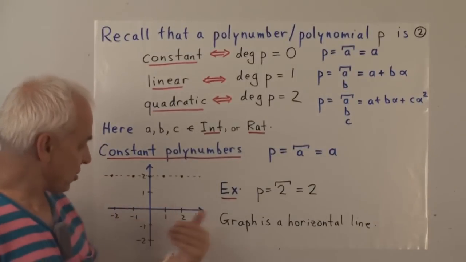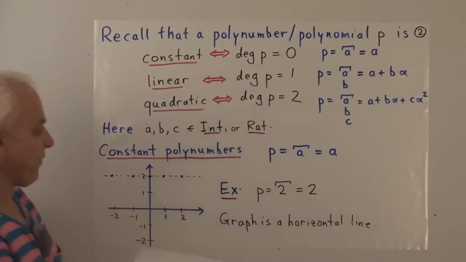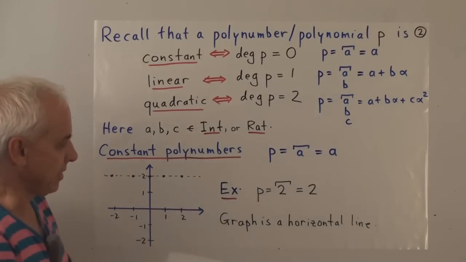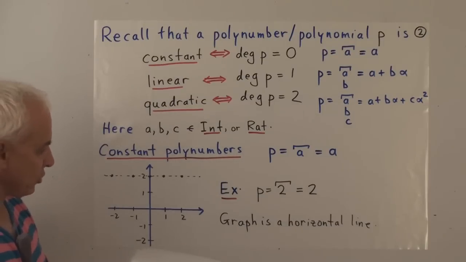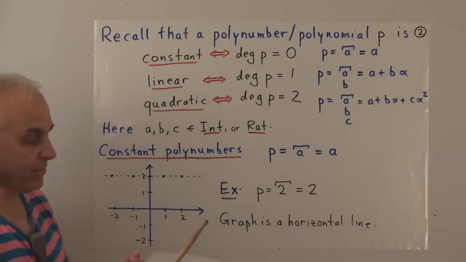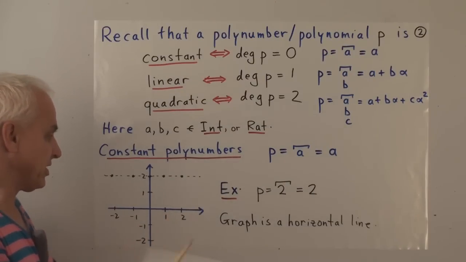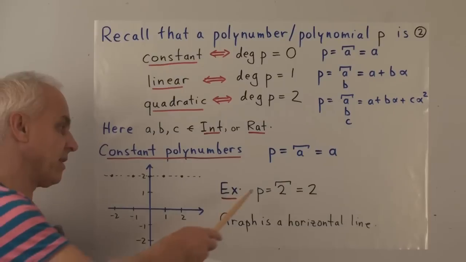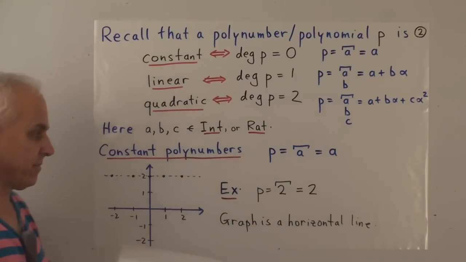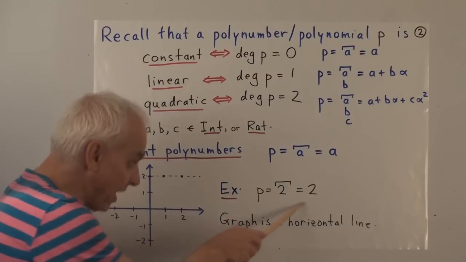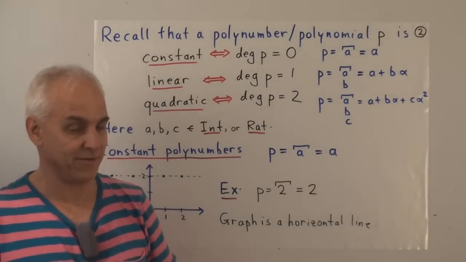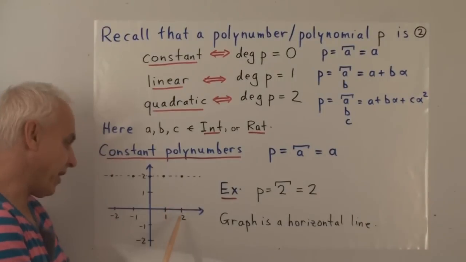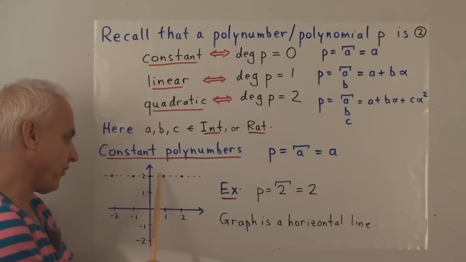And when we represent a constant polynumber in a graph, say the constant polynumber 2, well, what are we doing? We're plotting points where the first coordinate is some number c, and the second coordinate is the polynumber evaluated at c. Now if I evaluate this polynumber at c, I get 2, no matter what c is. So all the points that I'm plotting are going to have y-coordinate 2.